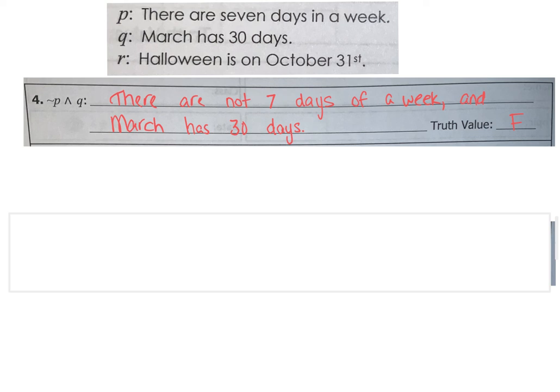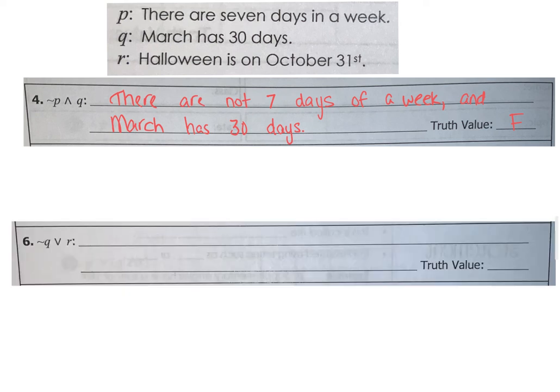All right, so go ahead and do this one on your own. 6. And determine your truth. All right, so this one was what? And or? This is or. All right, they wanted you to negate Q. So by negating Q, you should have said March does not have 30 days, or Halloween is on October 31st. Which ones were true? Both. So this entire statement is true.